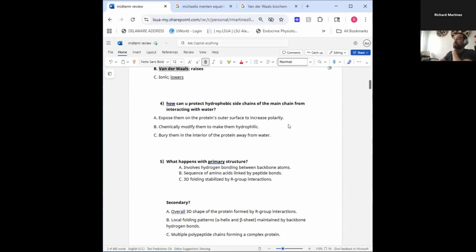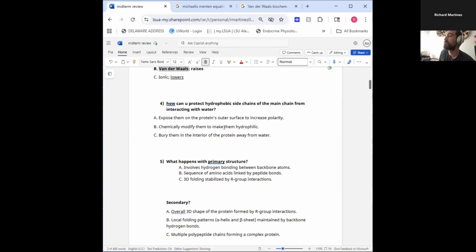I don't need to draw this, but I would just think of a circle. The outside is water. Everything's not going to want to be near it because it's afraid of it. Phobic meaning fear. Hydro meaning water. Water fearing. The side chains, meaning they're going to be close to each other. They want to pack inside the middle. So we're going to be looking for an answer that's going to reflect that. Now, is it going to expose them on the protein's outer surface to increase polarity? No, that's the complete opposite of what we're going to want to do. So we can cross that one out.